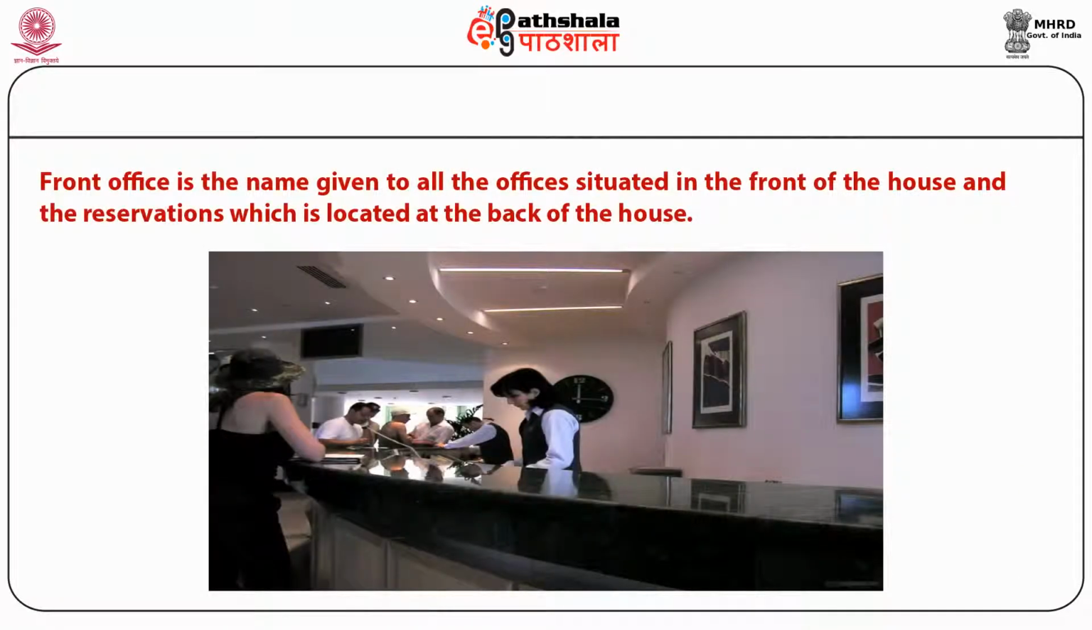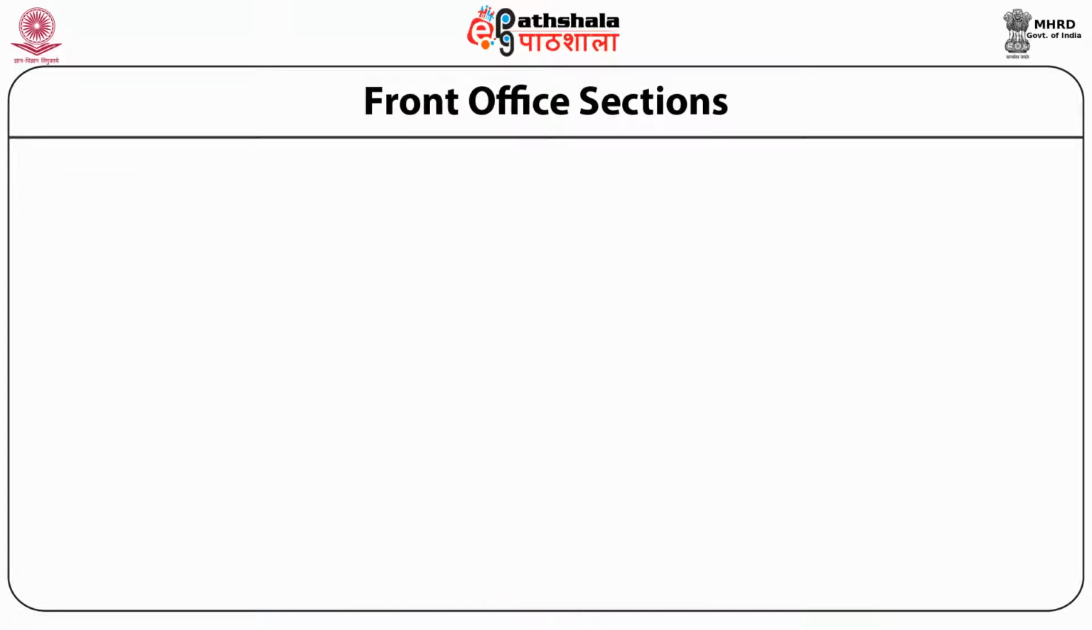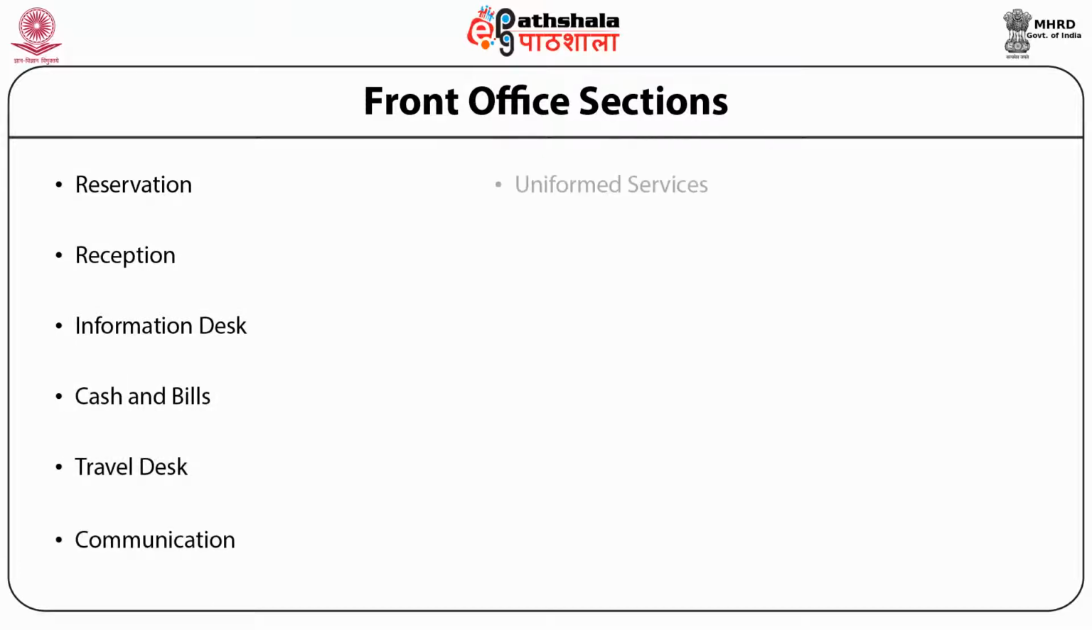The front office section is the primary department of the hotel, where guests come in contact with the hotel at the time of check-in, and also the last department they interact with at the time of checkout from the hotel. The different sections of front office are reservation, reception, information desk, cash and bills, travel desk, communication, uniformed services, bell desk, and concierge. The front office department performs various functions like reservation, reception, registration, room assignment, and settlement of bills of in-house guests. Who are in-house guests? The ones who are staying in the hotel.